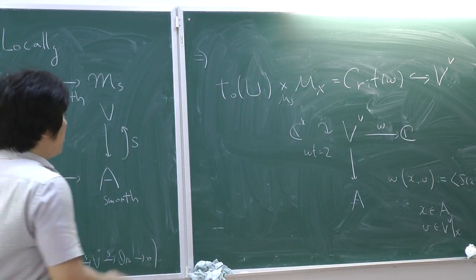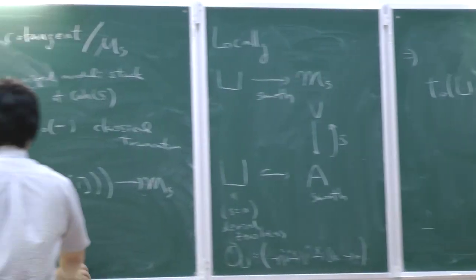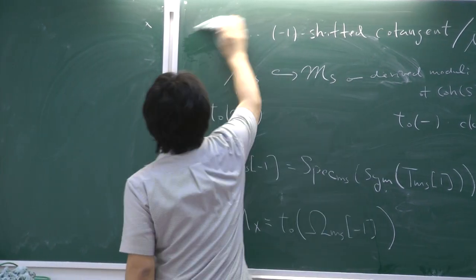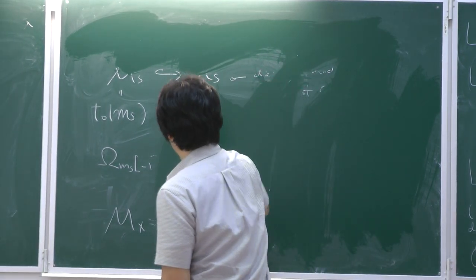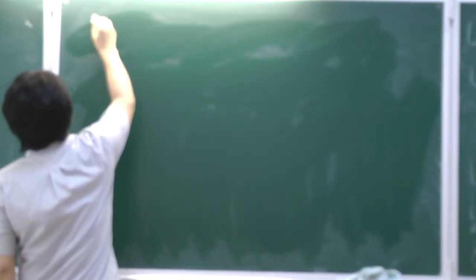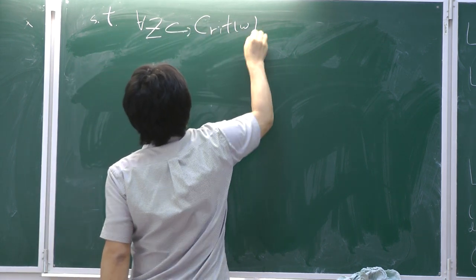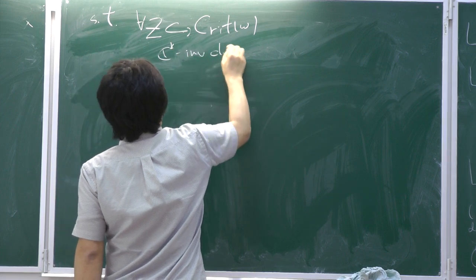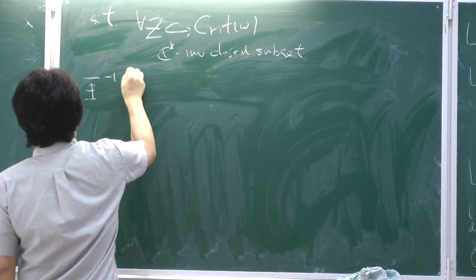But one subtle point here is that in this construction, there is no contribution from the stability conditions. So one more statement is that, moreover, for any closed subset invariant under the action, we have the identity of the subcategories.